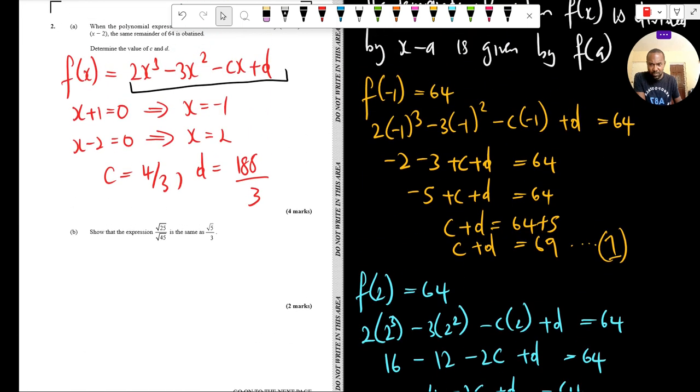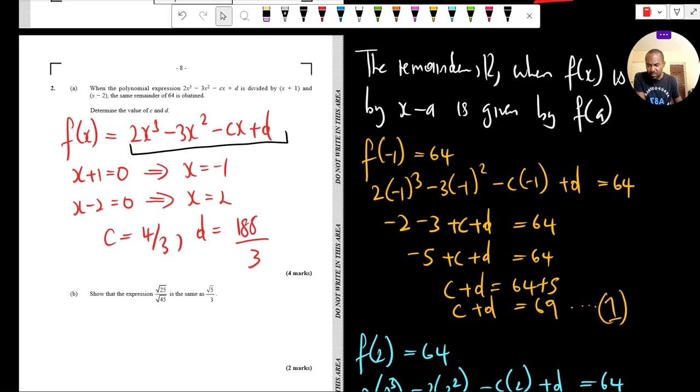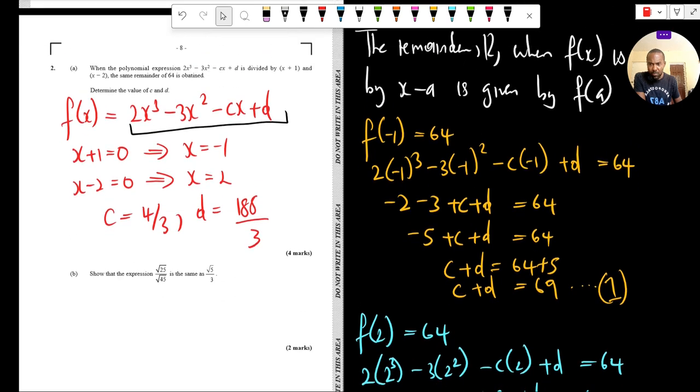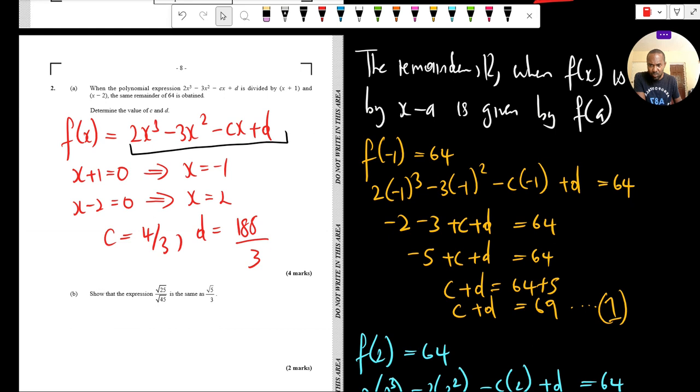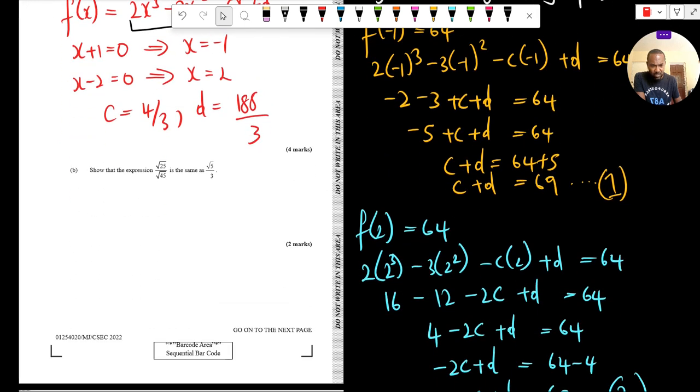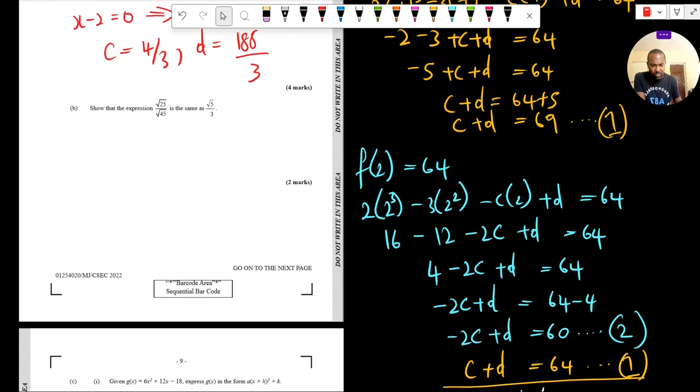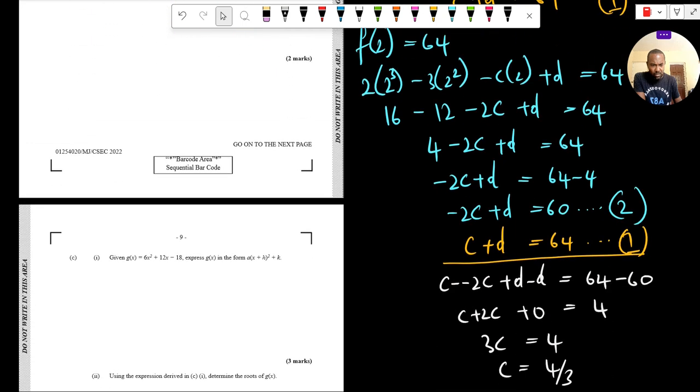f of 2 equals 64. 2 times 2 cubed, that's 16, minus 3 times 2 squared, that is minus 12, minus c times 2, that's minus 2c plus d equals 64. So 4 minus 2c plus d equals 64, minus 2c plus d equals 64 minus 4, minus 2c plus d equals 60. Second equation, c plus d equals 64.